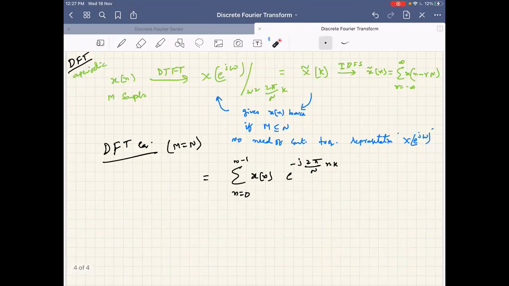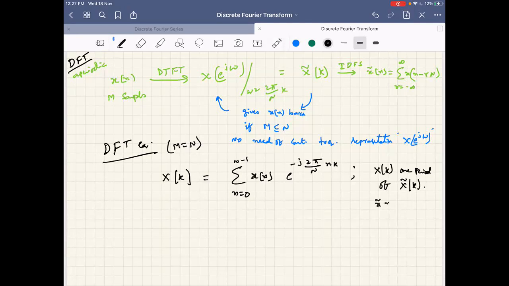So now in this, you can see that what you get is x of k. What is this x of k? This x of k can be considered as one period of x tilde of k, right? And similarly, where has this relation come from? Assuming that there is an underlying periodic sequence, with x of n being one period of it.